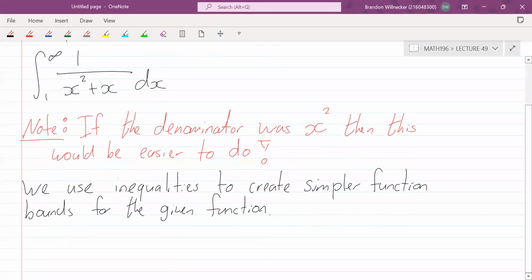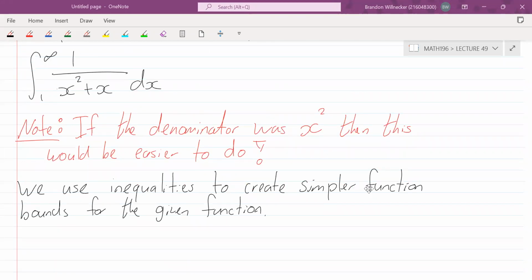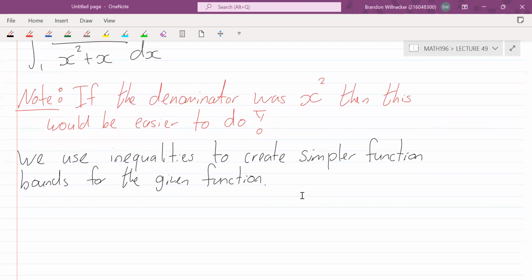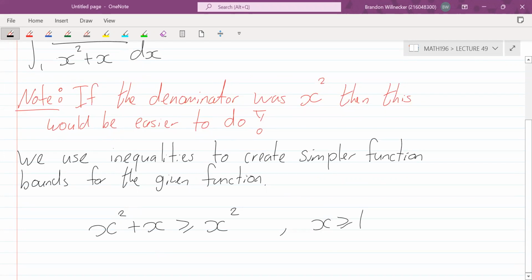Okay, so what kind of inequality can we create to get x squared by itself in the bottom there? Well, we know that x squared plus x is greater than or equal to x squared, because x in this case is greater than or equal to 1. So we can get rid of the x, but we need to include this inequality in that case. So then that means the left-hand side becomes bigger than the right-hand side.